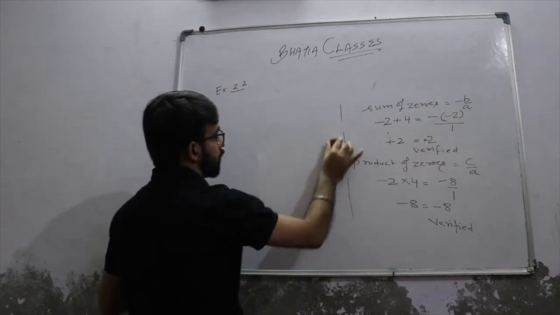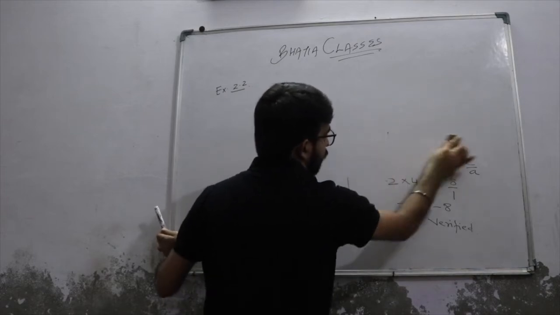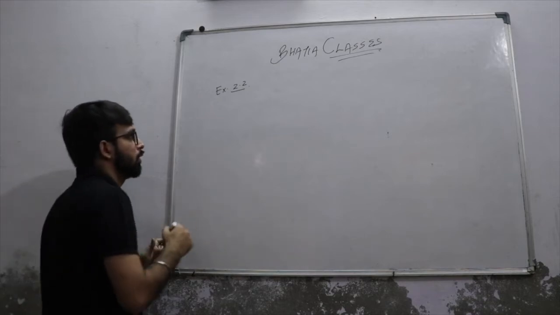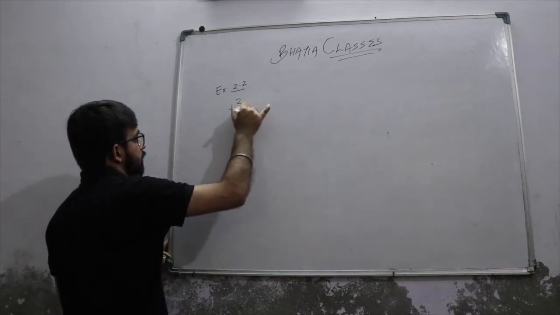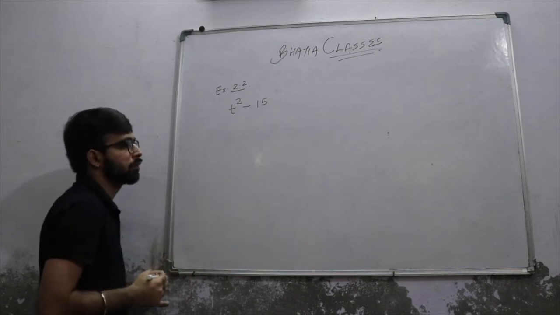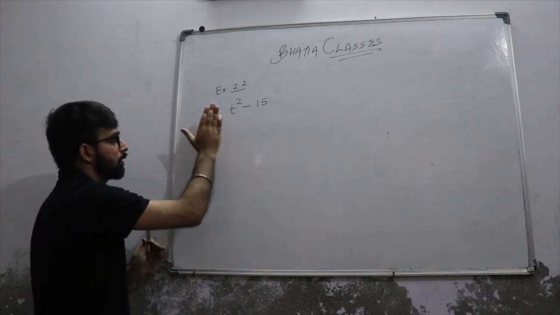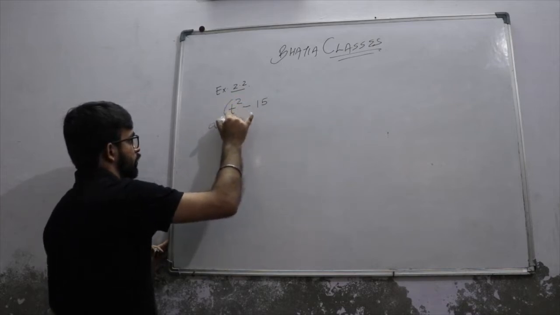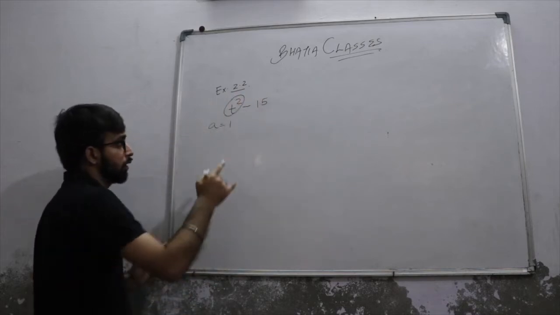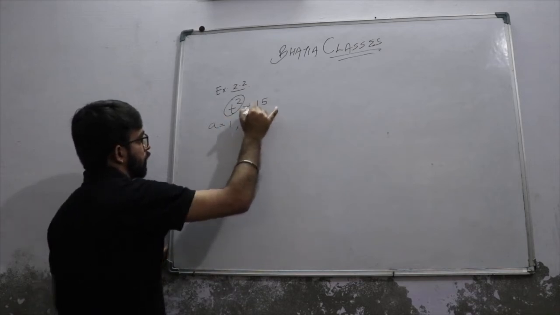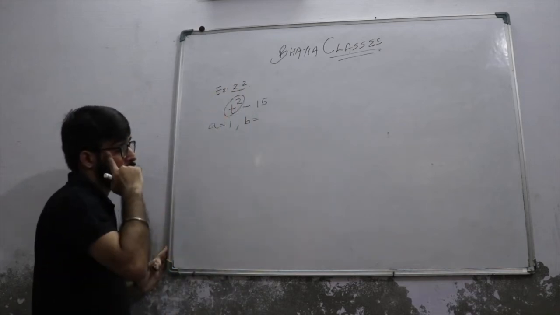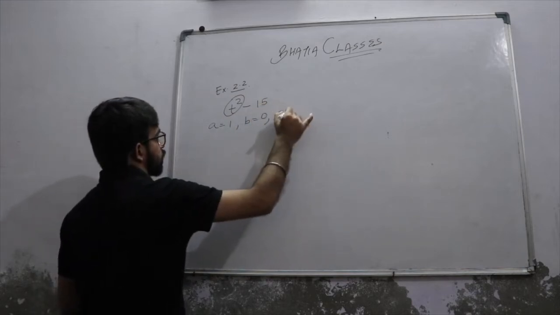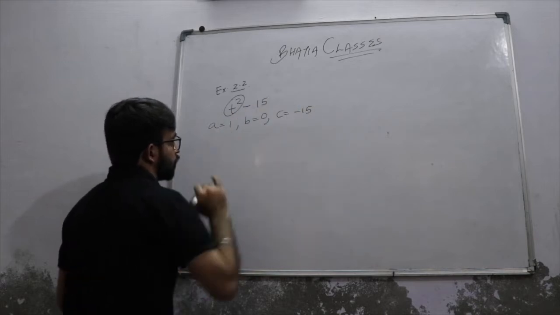Now we will do some typical ones. t squared minus 15. Firstly, you have to write the coefficients. Therefore, a is equal to 1, the coefficient of the squared quantity. Here, you do not have the degree 1 power, or linear part. Therefore, b is equal to 0 and the constant part c is minus 15.